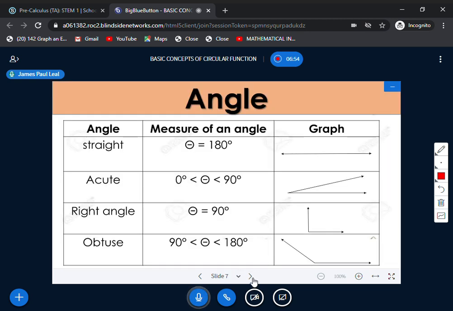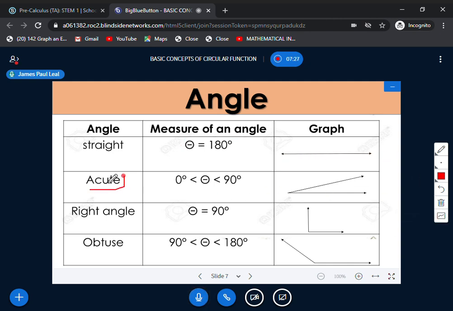So we have here the measure of an angle. Say for example, we have an angle which is straight, represented as this graph. If you see something like this, a straight line, we should say that it measures 180 degrees. Are you familiar with protractor? We all know that it measures 180 degrees, isn't it? So it is represented as this.